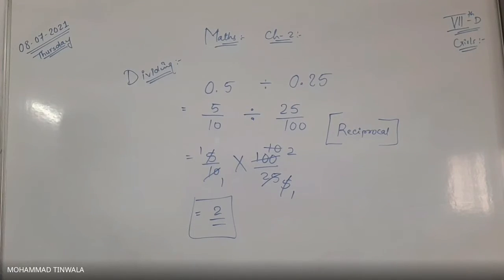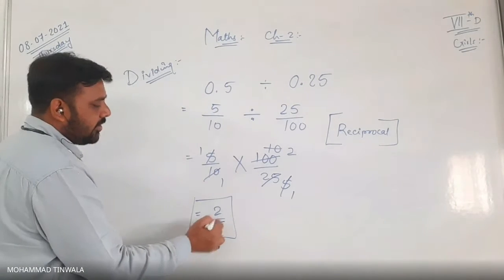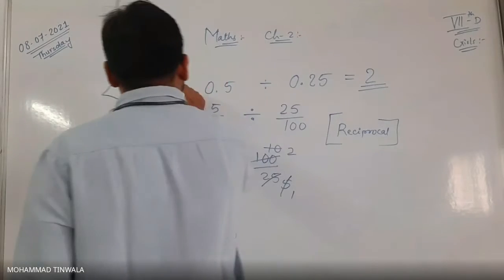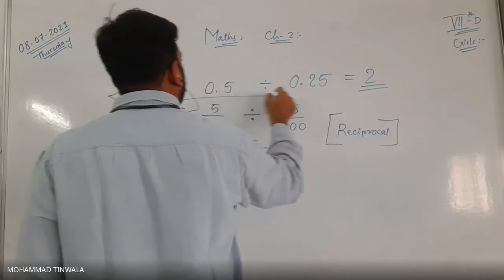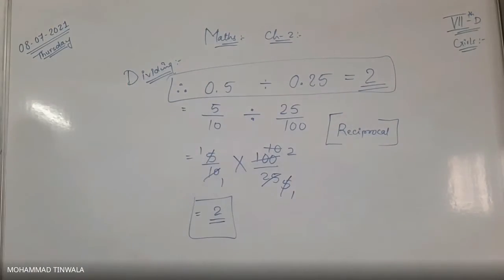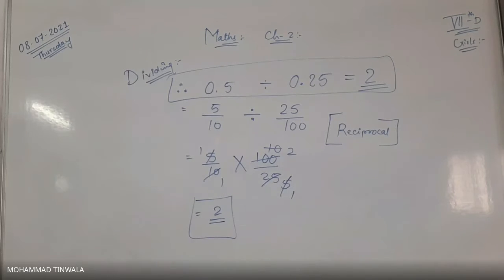2 by 1. If you do not write 1, then also it's okay. Your answer will be the same; you can write 2 as it is. Therefore, at the end, you have to write the conclusion like this. Is that all clear, girls? Yes, sir. Any doubt up to here? No.